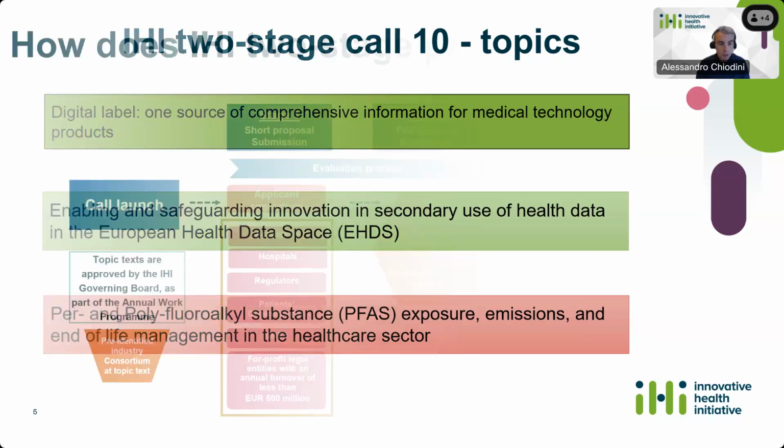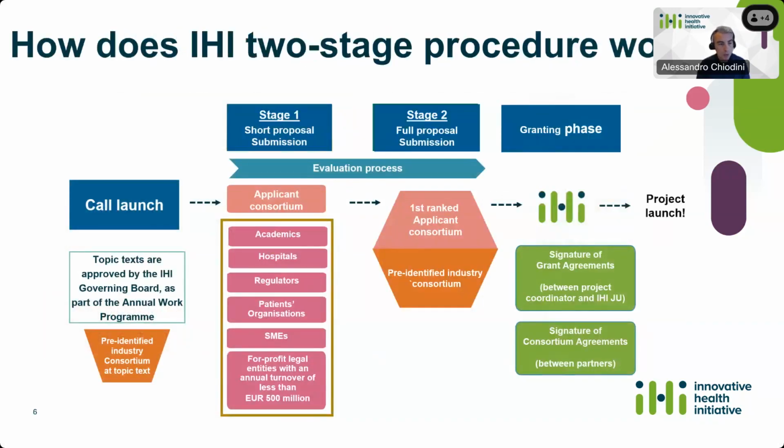But then what is this two-stage evaluation process in detail? We are now at the call launch, because the call launch was done today, 16th of January. What you see online, again, on the IHI website, is the topic text, which has been developed and digested by the IHI office in cooperation with the pre-identified industry consortium, and is approved by the governing board of IHI, because it is also included in our annual program from 2025.